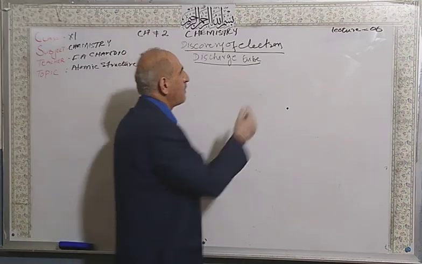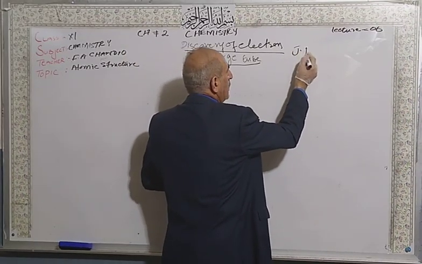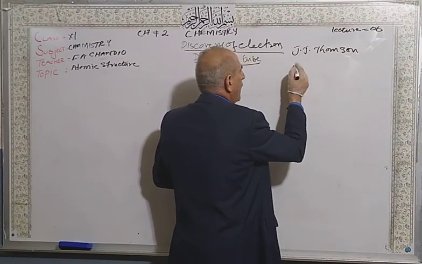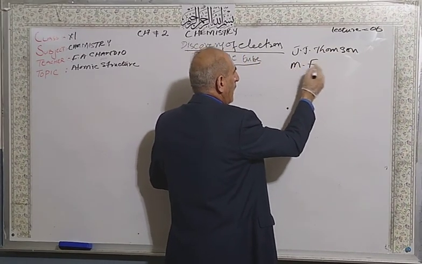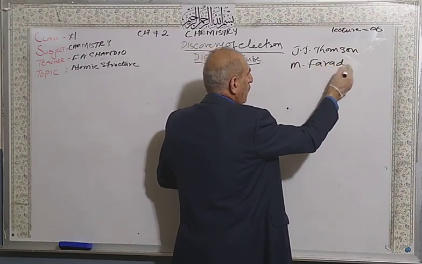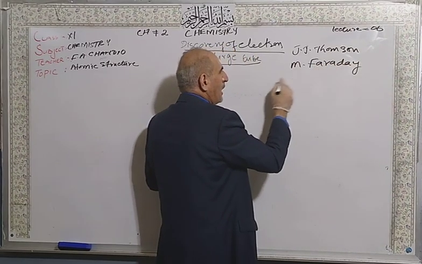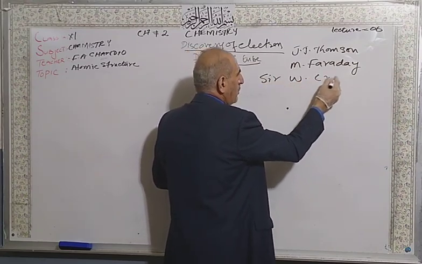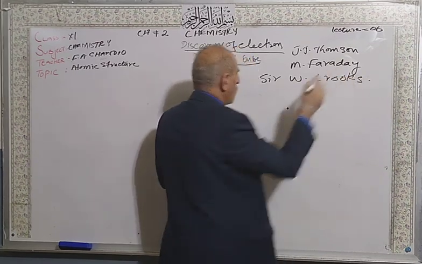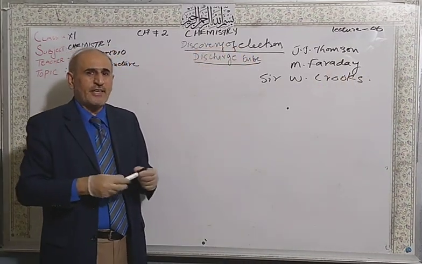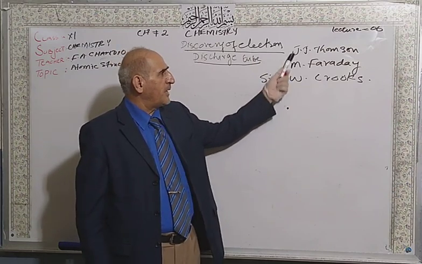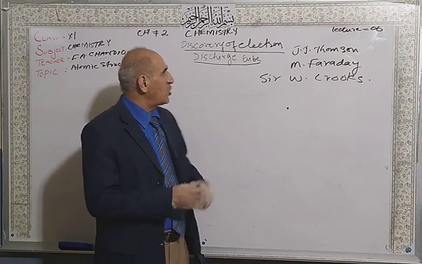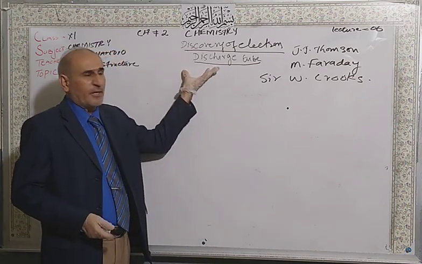Number 1 is J.J. Thomson. Number 2, Michael Faraday, and Sir William Crookes. So these are the 3 scientists. They performed their experiments independently and discovered the electron by using the discharge tube experiment.